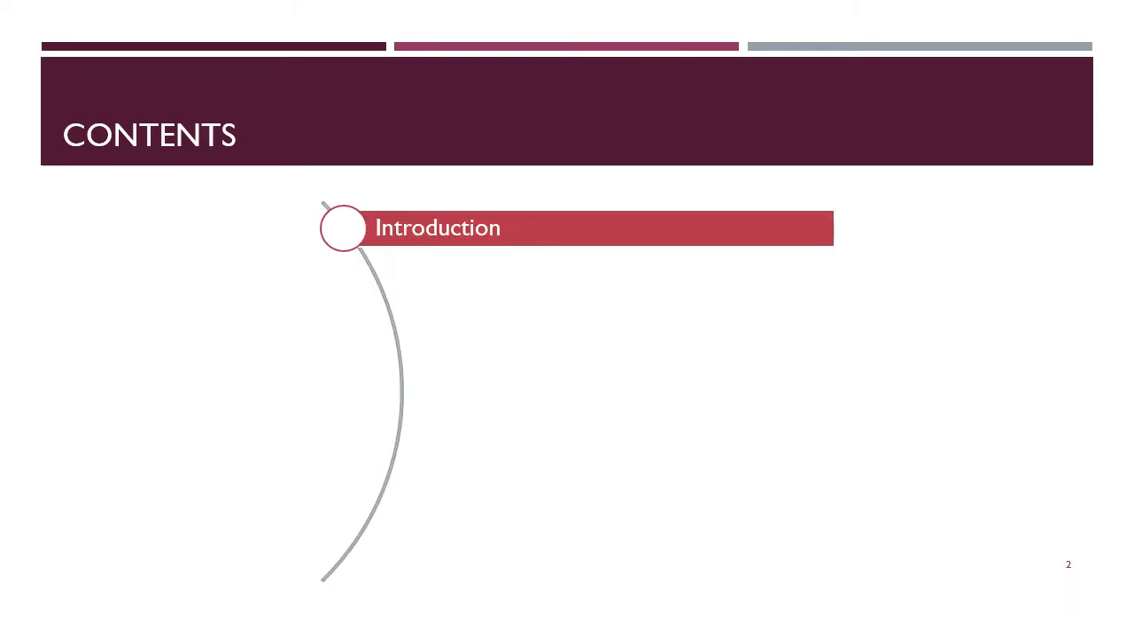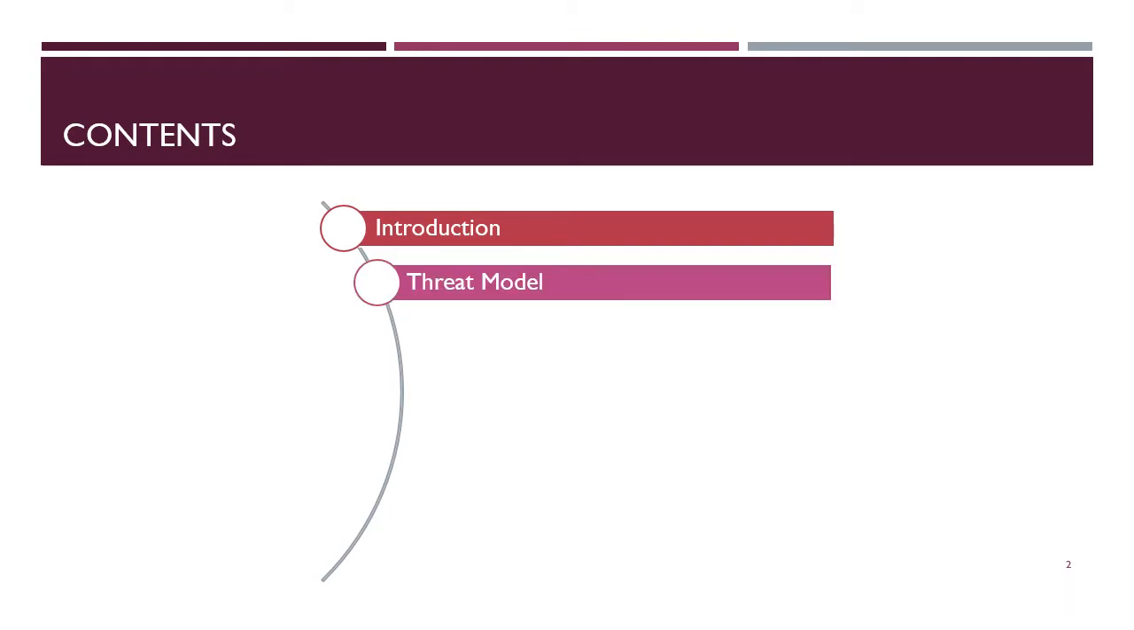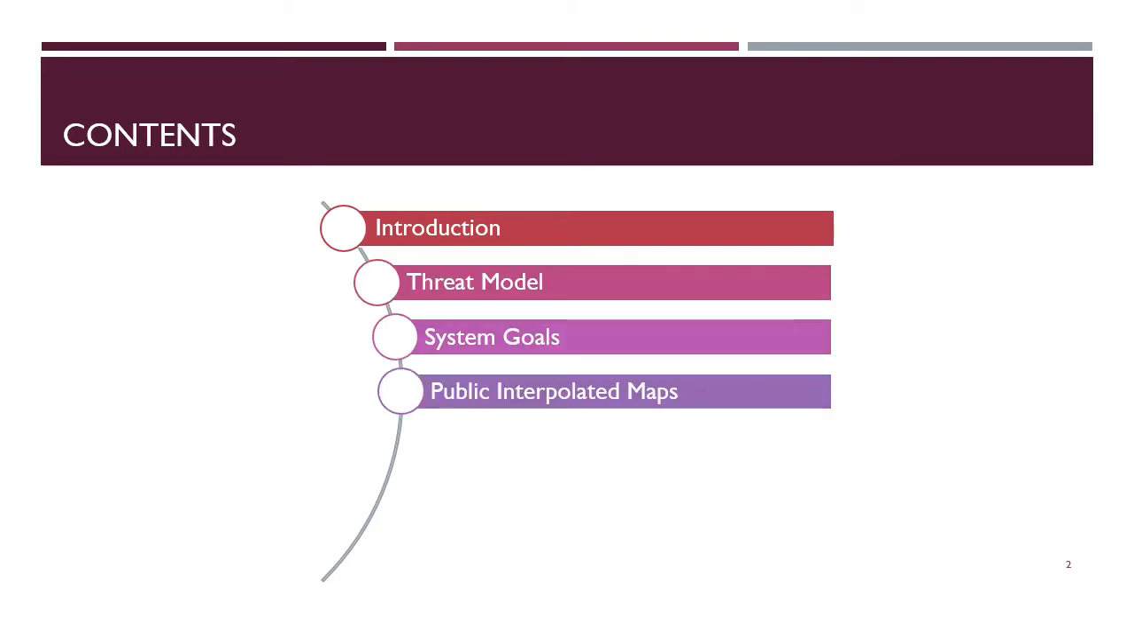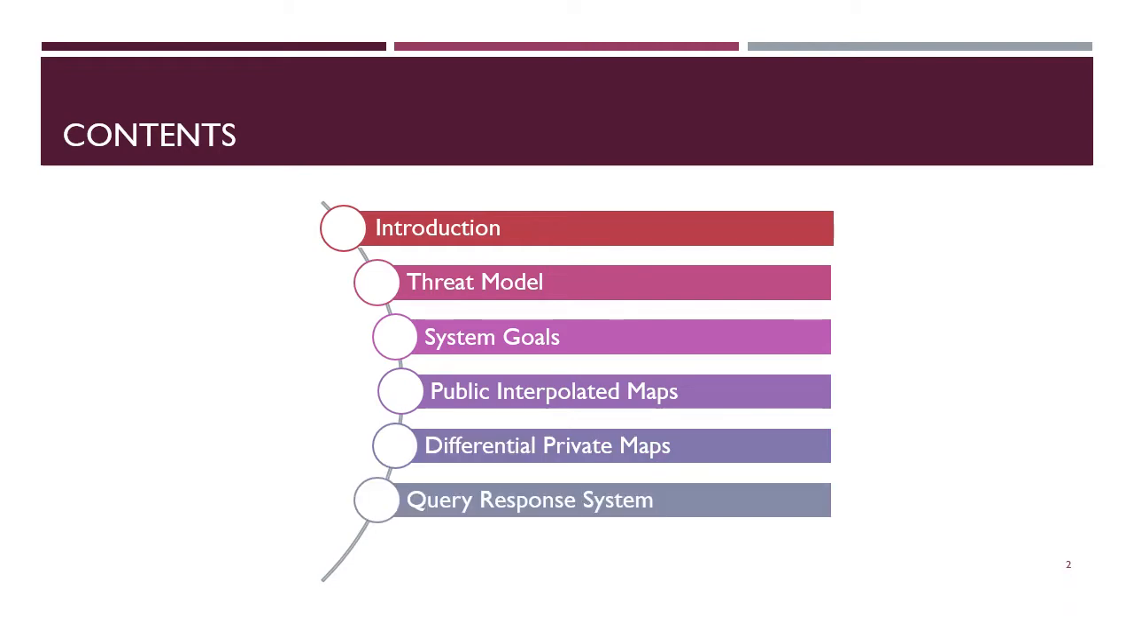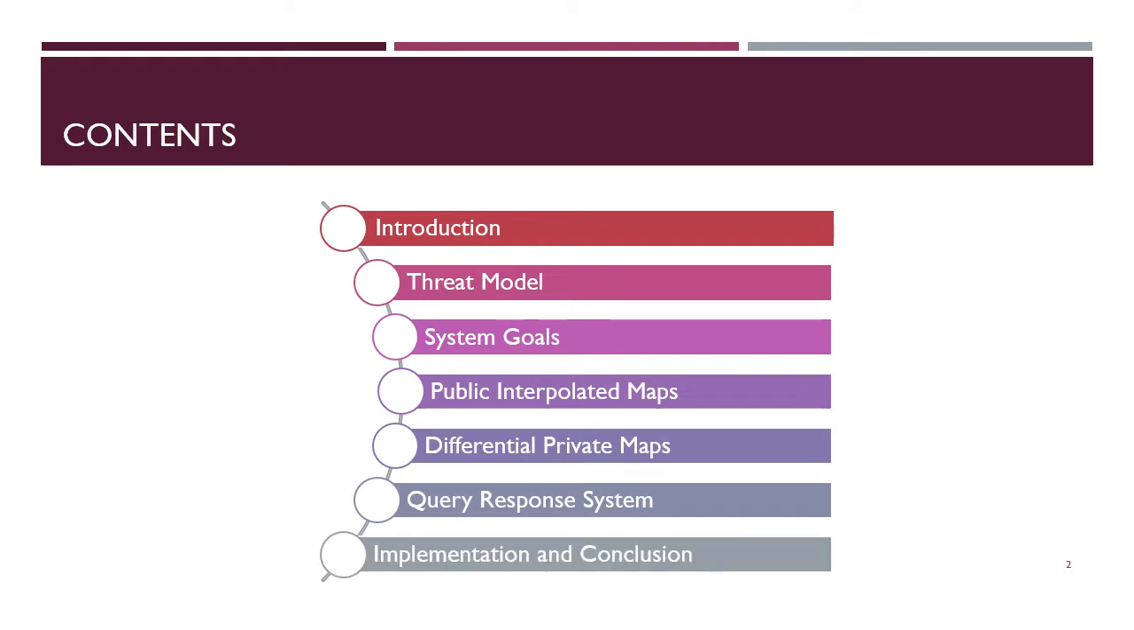The organization of our slides is as follows. First, we introduce the privacy problem. Then we discuss the threat model and the system goals. Next, we discuss the solution of using interpolation, differential privacy, and finally we discuss our end-to-end system, its pros and cons. And then last but not the least, we discuss the implementation and the conclusion.